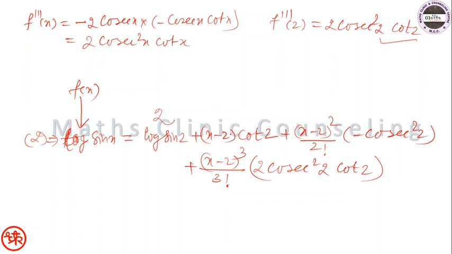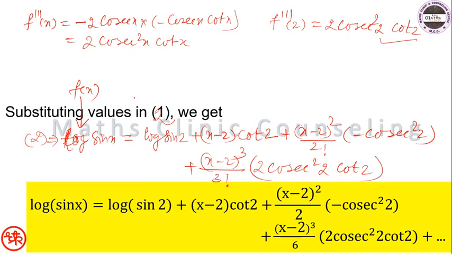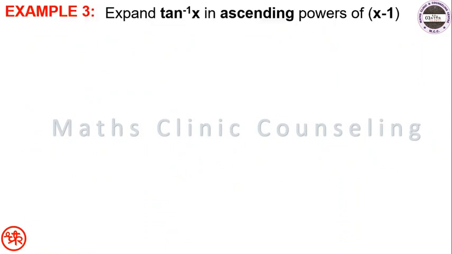So did you understand this? So finally you will get the answer. Look: log of sin 2, plus (x minus 2) into cot 2, this has come, plus (x minus 2) square by 2 factorial, that is 2, into minus cosec square 2, plus (x minus 2) raised to the power 3 by 3 factorial, that is 6, into 2 cosec square 2 cot 2, plus dash dash dash. Is that clear? So in this way, this is the second example.